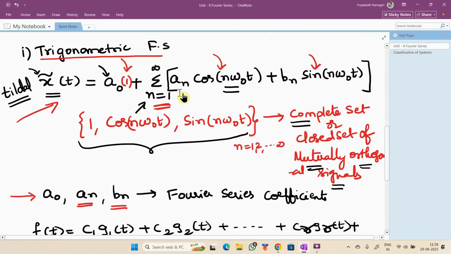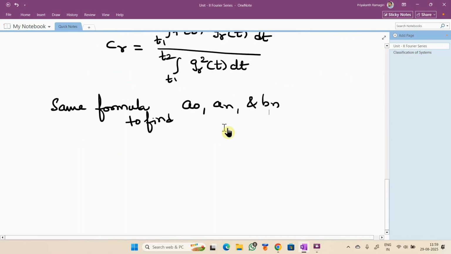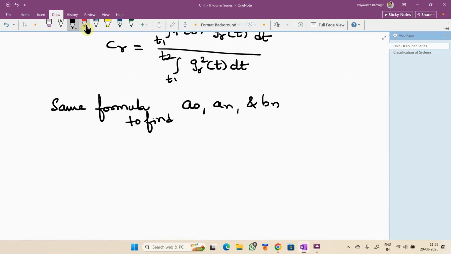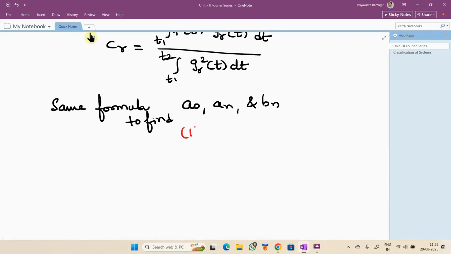And what is the orthogonal signal which is beside An? Cos n omega naught t. And what is the one which is beside Bn? Sine n omega naught t. Nice. So keeping those functions in mind, maybe I can recollect again: 1 for A naught, cos n omega naught t for An, and sine n omega naught t for Bn. We will use this formula for finding these coefficients.